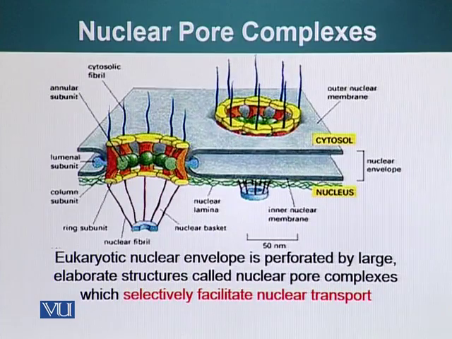Eukaryotic nuclear envelope is perforated by large elaborate structures called nuclear pore complexes, which selectively facilitate nuclear transport. Now, I don't want you to remember all these different terminologies, nuclear basket, ring subunit, etc. Here, what I want you to pay attention to is that there are a set of about 50 proteins which are forming this hole. Through this hole, proteins or molecules, RNAs, can move inside or outside the nucleus.